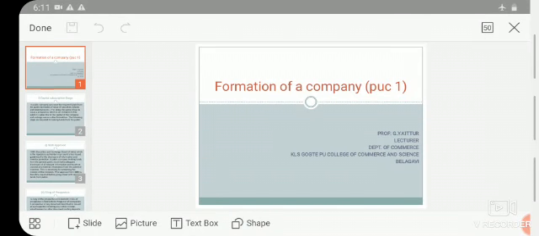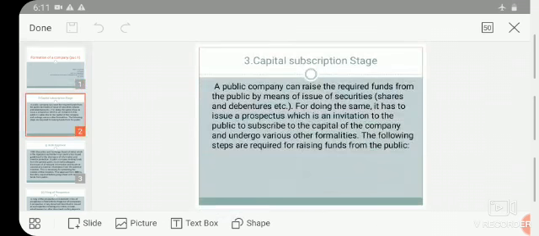In this online class, we are going to study the third stage of formation of a company, that is the capital subscription stage, or it is also technically called the capital raising stage. When the public company has successfully completed the first two stages, that is the preliminary stage and registration stage, the third stage is the capital raising stage.